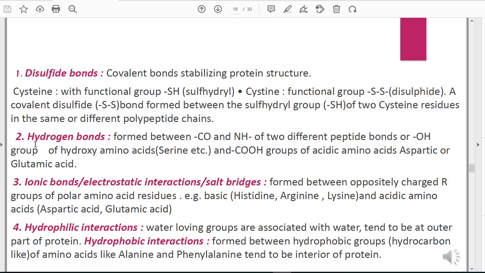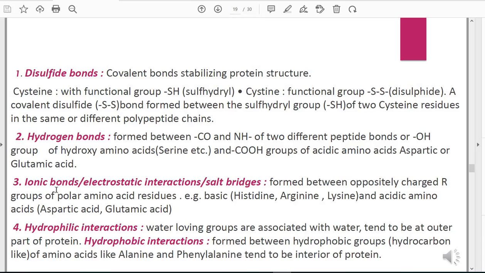Next bond, the hydrogen bond, either between the carboxylic group of one peptide bond and the amide nitrogen of another peptide bond, forming a hydrogen bond, or between the hydrogen of the hydroxyl group of one of the hydroxy amino acids like serine and the carboxylic group of one of the acidic amino acids like aspartate or glutamate, forming a hydrogen bond also.